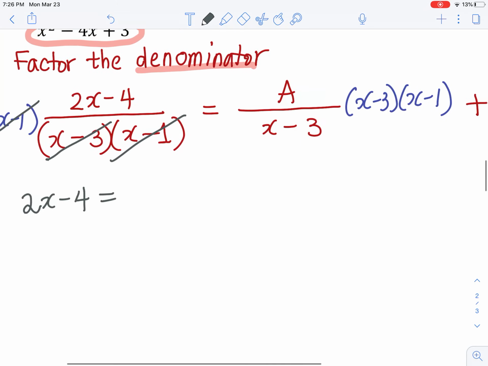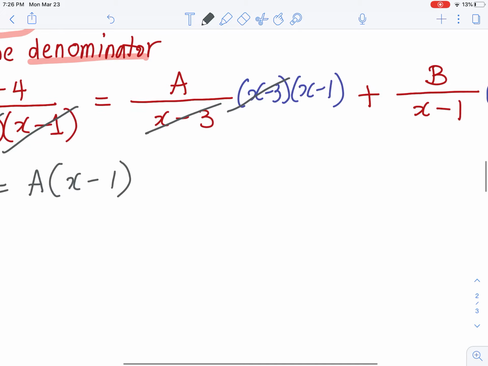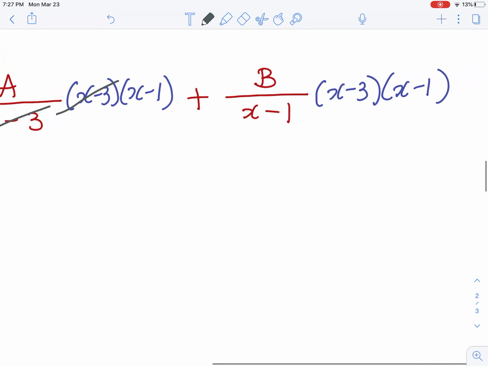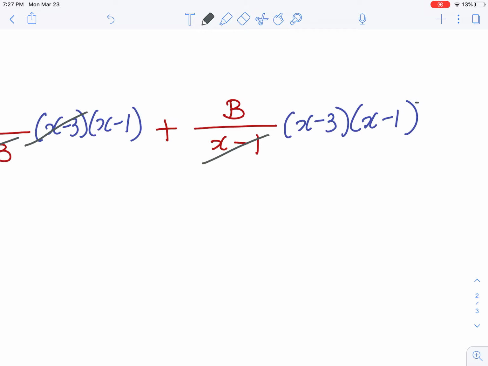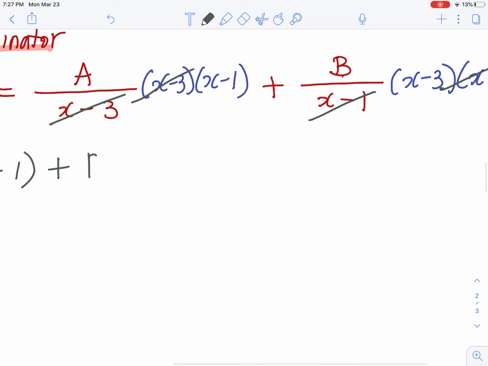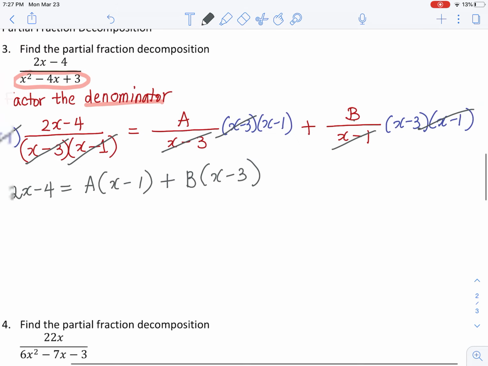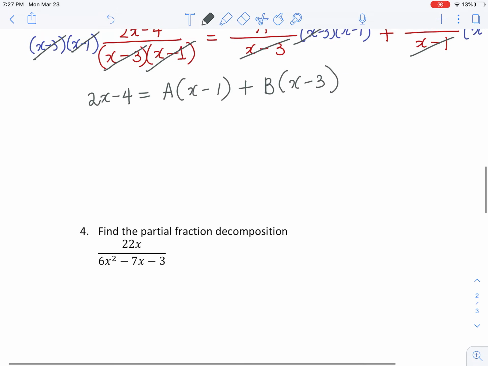And we're going to say that's equal to, let's see what's left over here. X minus 3 cancels out, right? So what's left? A times x minus 1. Plus, well, this fraction right here, the x minus 1's cancel out. So we have B times x minus 3. Alright, I'm going to zoom out and show you what we got so far. This is where we get to pick what to plug in to get rid of one of the variables.